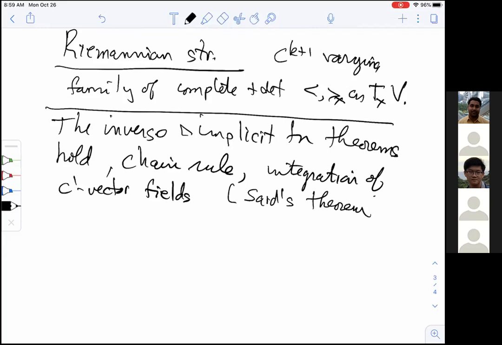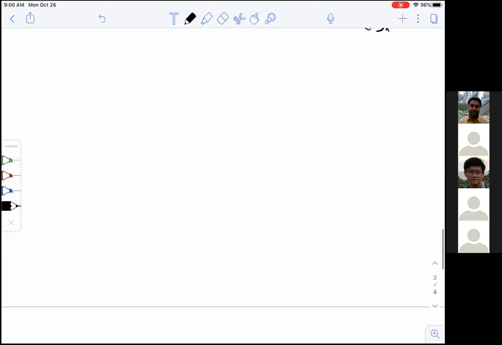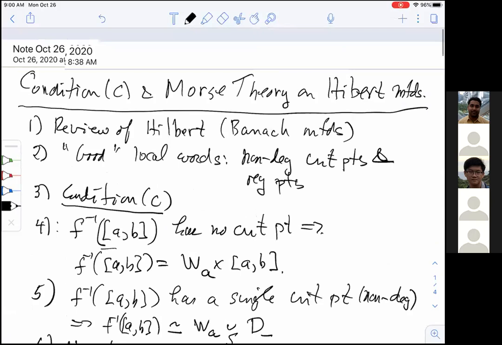I'll just point out that these theorems hold for Banach manifolds and Hilbert manifolds. They do not hold for Fréchet manifolds, things like the space of C-infinity functions on a C-infinity manifold, which is not a Banach space nor a Hilbert space. It's a Fréchet space. And one of the big problems with using Fréchet spaces is there's no inverse function theorem in general. You can, in certain contexts, prove an inverse function theorem, but there's no general inverse function theorem. That's why you tend to work with Banach or Hilbert manifolds. Okay, so that's the end of my introduction to Hilbert or Banach manifolds.